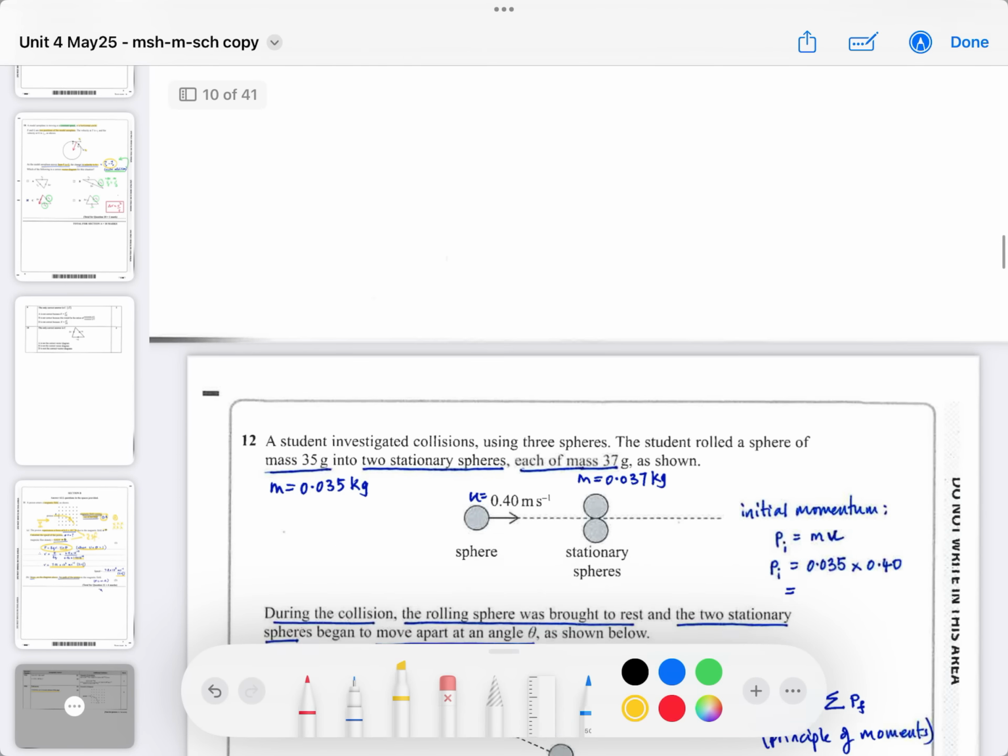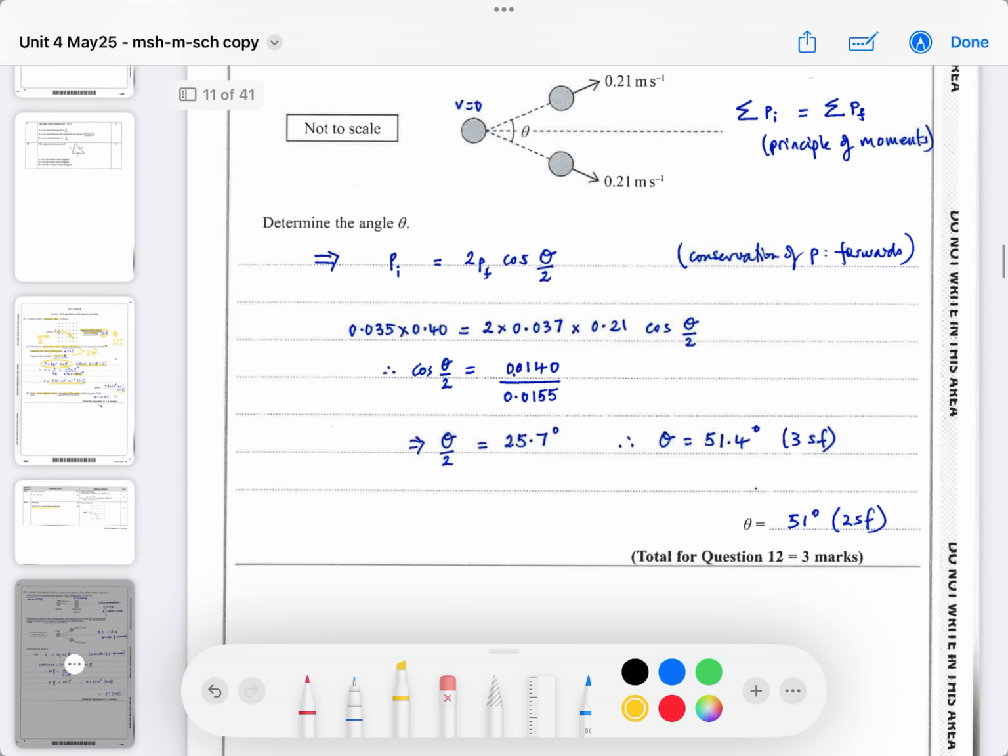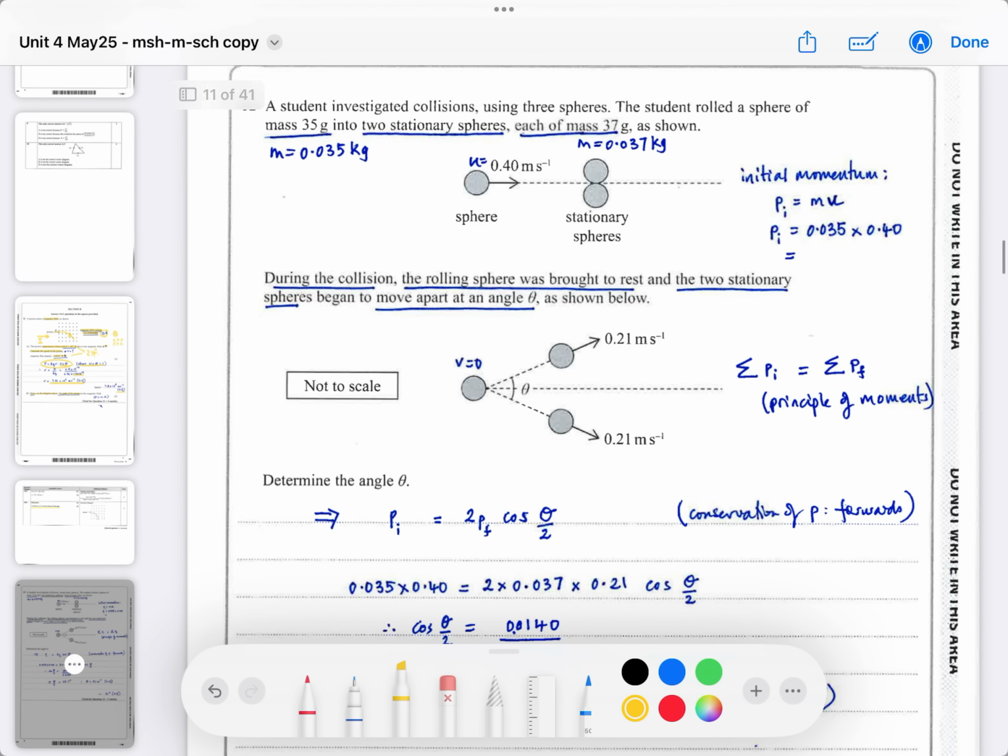Okay, so that's question 11 done. So we're going to do 1 more question, then I'm going to take a break. A student investigates collisions using 3 spheres. The student rolled the sphere mass 0.035 kilograms into 2 stationary spheres, each with a mass of 0.037 kilograms, so not identical.